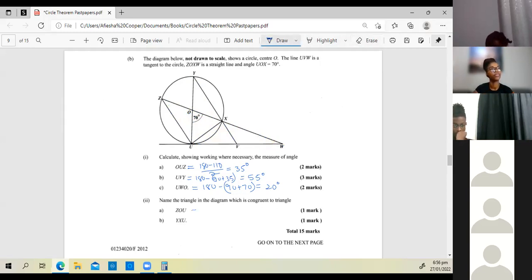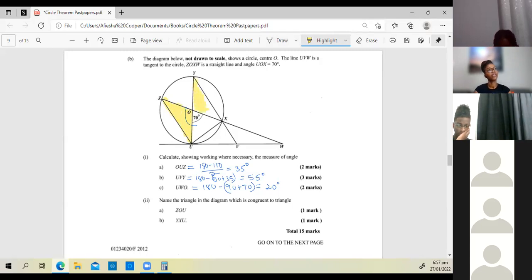COU. They said name the triangle in the diagram that is congruent. What does congruent mean? I gave notes on this already, when we did a bunch of notes that day. What is a congruent triangle? Miss, they're the same. So same sides, same angles. So what triangle is congruent to ZOU? Same sides, same angles.